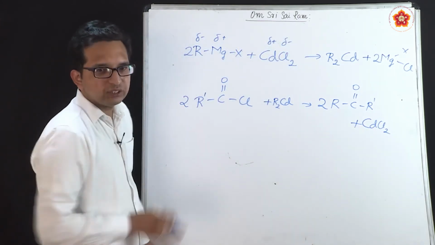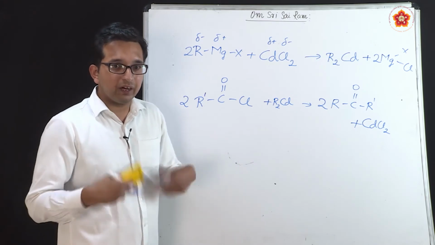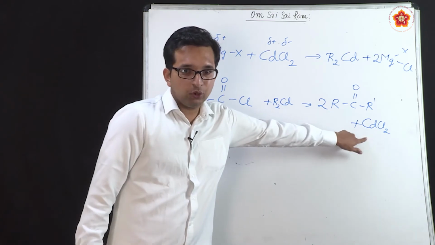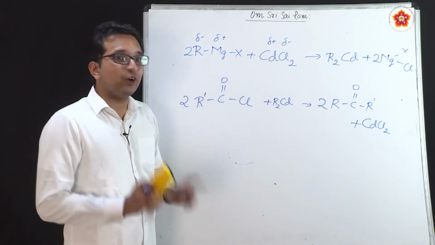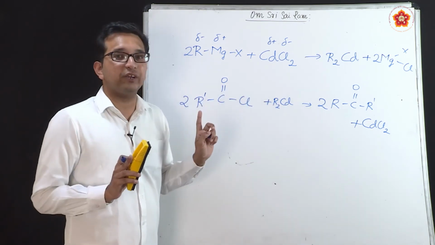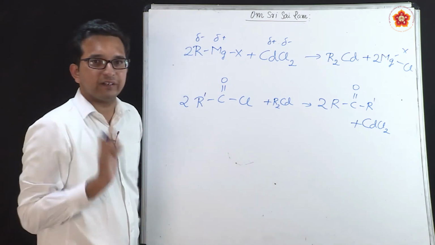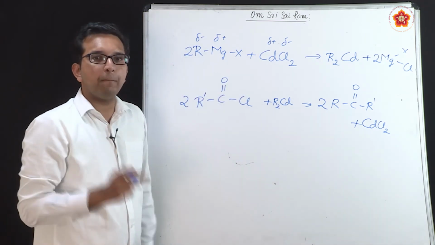So, the moment you see this reaction, one thing is clear: this can be a reusable reaction, because the byproduct CdCl2 can again be used in the first step. This is one big advantage that you see in this type of reaction, where even the byproducts can be utilized in further cases. So, this is how we can prepare ketone from an acyl compound.